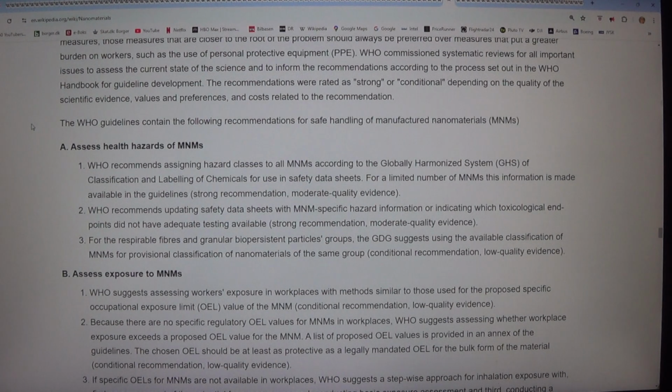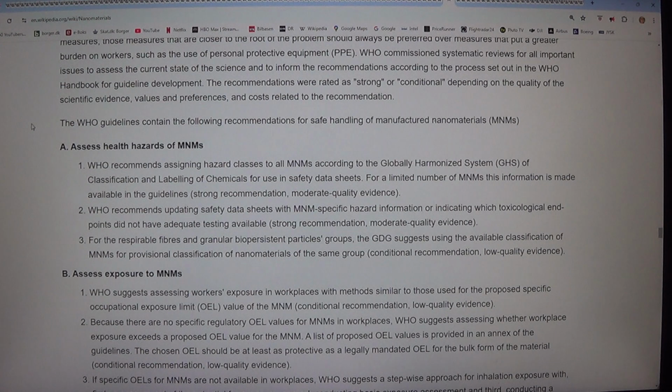Strong recommendation, moderate quality evidence. 2. WHO recommends updating safety data sheets with MNM-specific hazard information or indicating which toxicological endpoints did not have adequate testing available. Strong recommendation, moderate quality evidence.